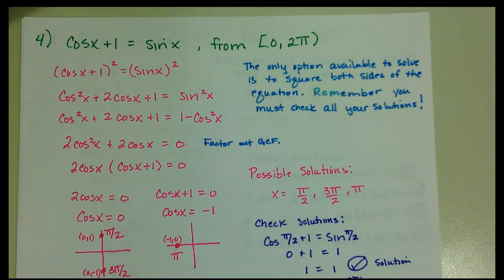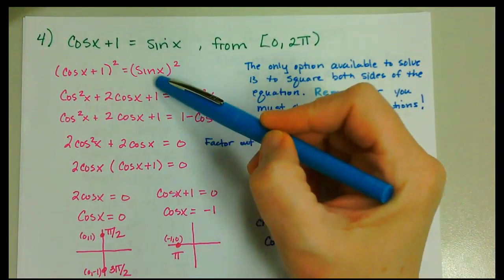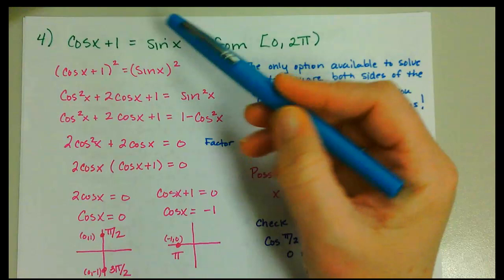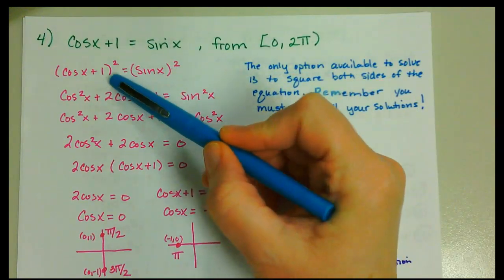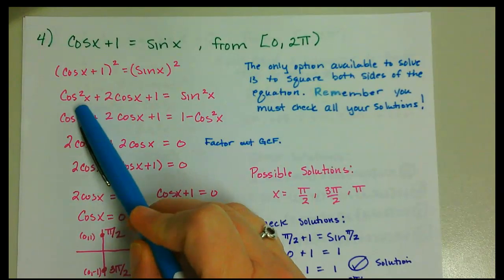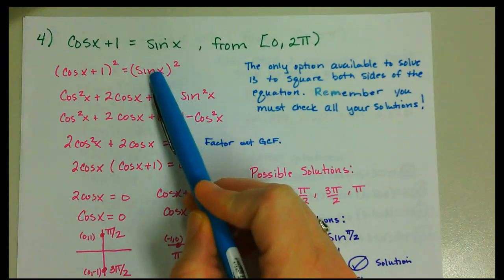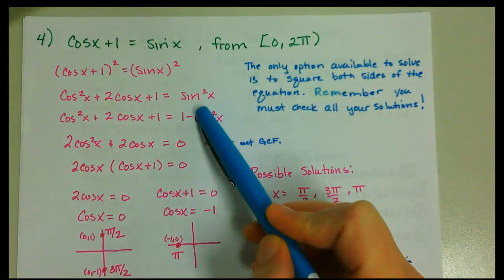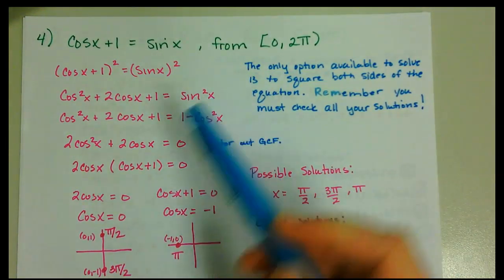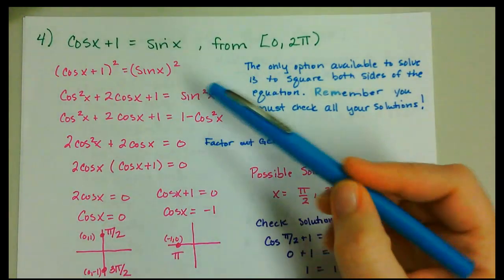So when I square both sides, remember that is an algebra operation. The 2 is out here, the sign is inside. Okay? So I need to FOIL this together because I have 2 of those that are going to multiply, and I get cosine squared x plus 2 cosine x plus 1. And then I square this side and I get sine squared x. The problem is, remember, when you square both sides, you have to check for extraneous solutions because it can produce extraneous solutions. So we are going to have to check this at the end.